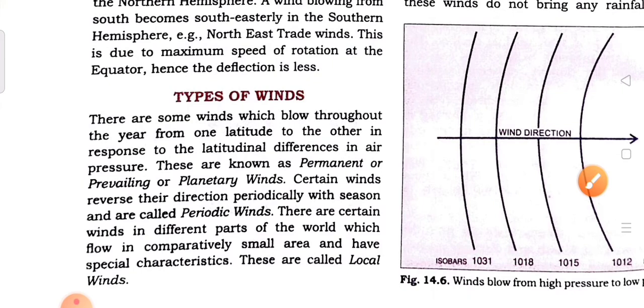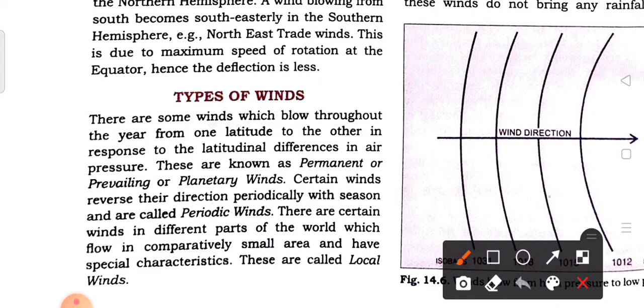After this, we are going to discuss the types of wind. There are some winds which blow throughout the year. All the various types of winds blow throughout the year from one latitude to another, and they are also responsible for the latitudinal difference in the air pressure. This wind is called permanent or prevailing or planetary wind.